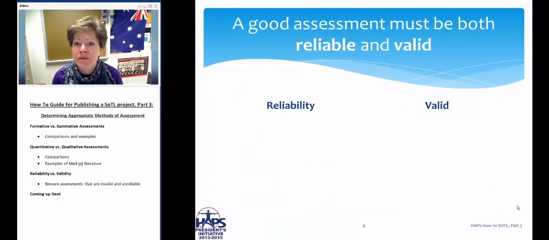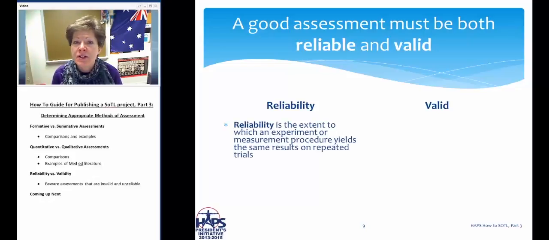Now, whenever you look at an assessment, you want to make sure that a good assessment is both reliable and valid. And in statistics, what exactly do reliability and validity mean? The two terms are related, but they have specific different definitions that you should be aware of. The definition for reliability is the extent to which a measurement or experiment yields the same results on repeated trials. So a quick and easy way to remember this is that reliability refers to repeatability. If you do the same experiment over and over again, will you get the same or similar results?